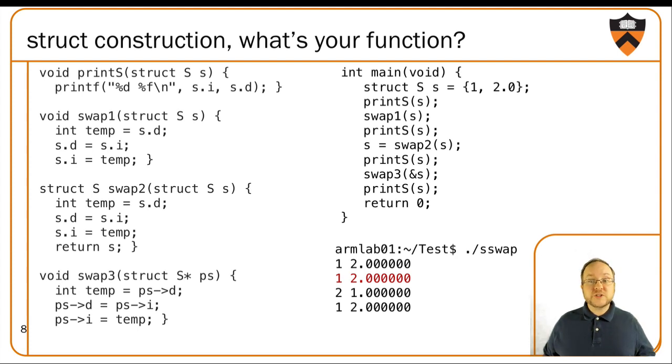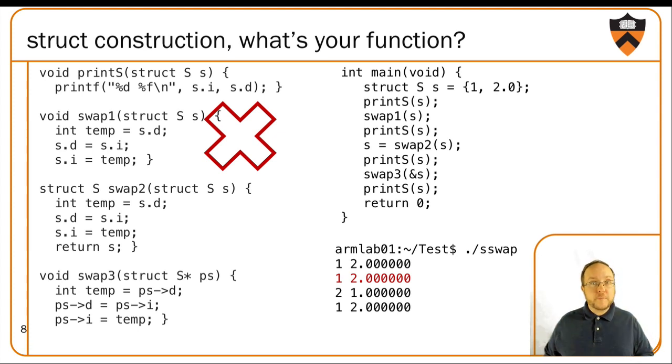The first changes the parameter within the function, but that's a local copy. It's copied over just like an int would be on the function call. And so changing the value of the parameter, the copy that's in the function, has no impact whatsoever on the struct in main. So this doesn't actually work as swap.